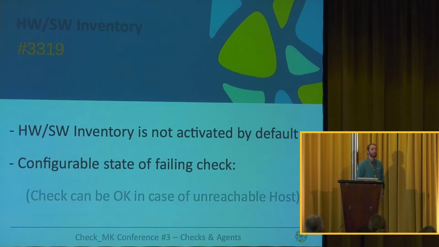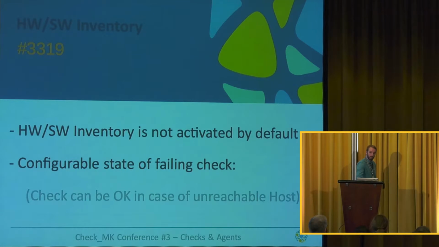So yesterday I just checked again, so it was about 22,000 data that I received. So if you then configure that, and that is true for 3319, then if the check doesn't work because the host is down, for example, for whatever reason, or it's not reachable, then you can configure it also in a way that the check is still okay. And that wasn't possible so far.